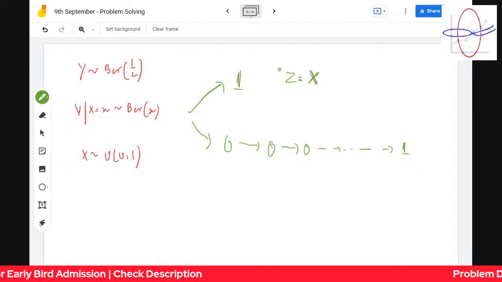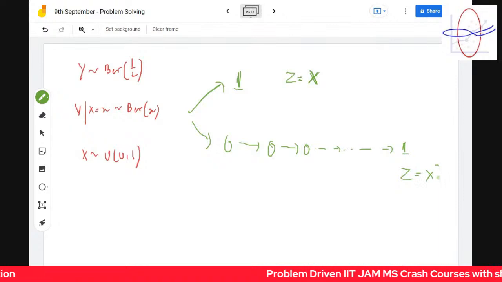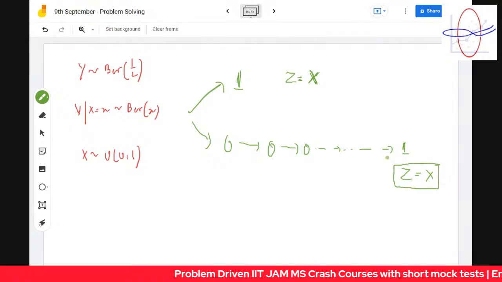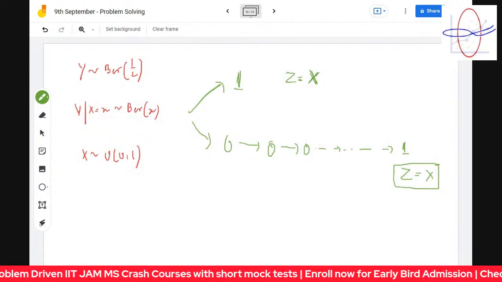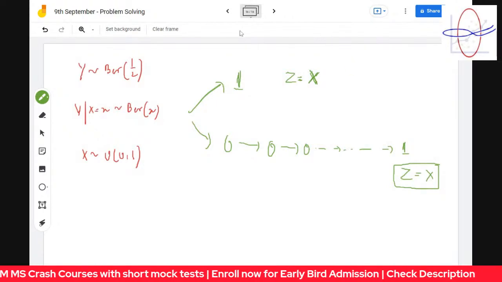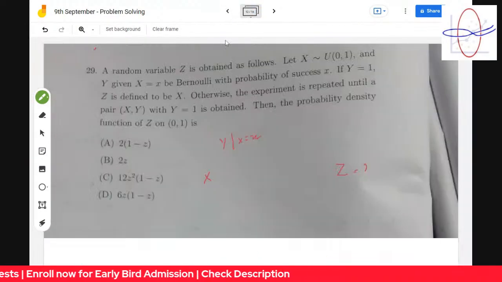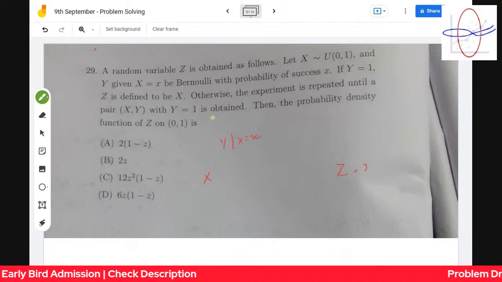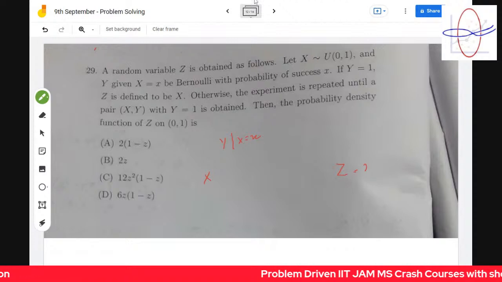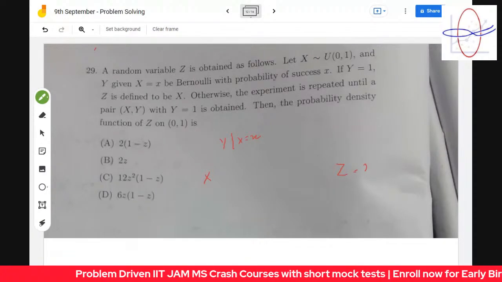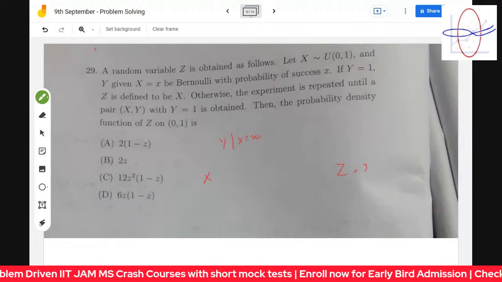And once we get 1, what we get? We get z is equal to x again. So we can get z is equal to x in two different ways. Once in this way, once in that way. But at the end of the day, z must be equal to x. Right? All of you understood this. At the end of the day, z must be equal to x. Did you understand this? Oh, my voice is breaking. Is it fine now?